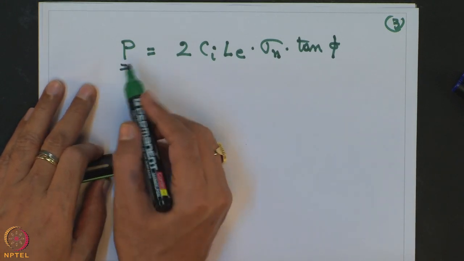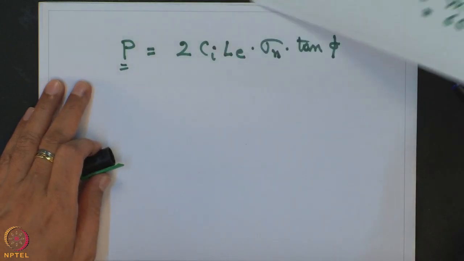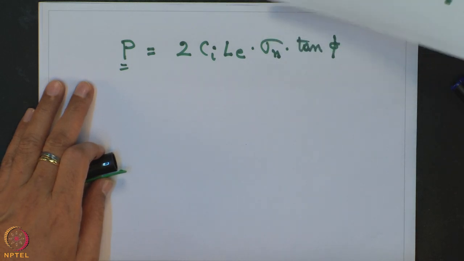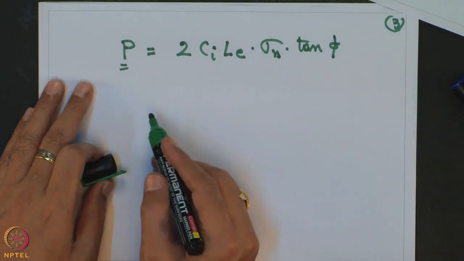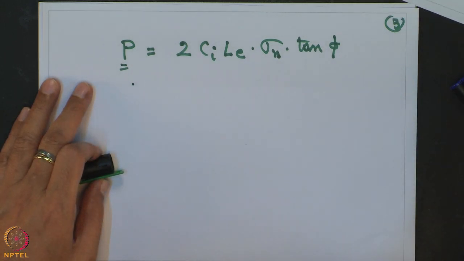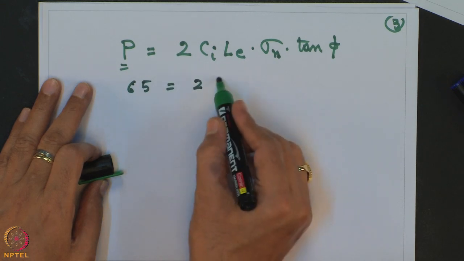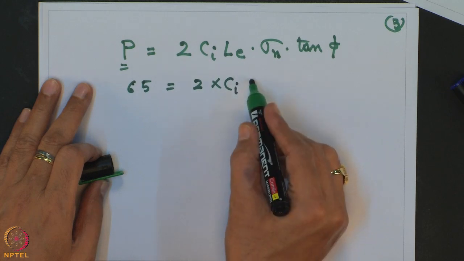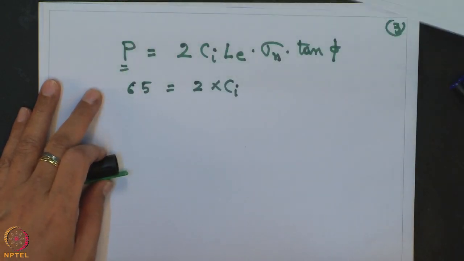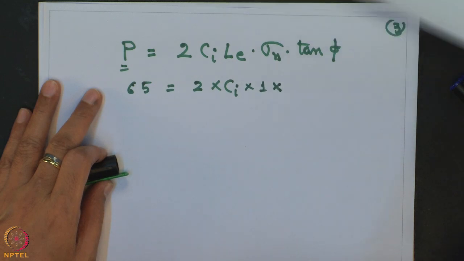So you know what is P value? P value I have already mentioned here, that 65. So you can write 66 pi value. So P is equal to the total load, that will be equal to 65 is equal to 2. You have to determine C of I. So this is C I, and Le, the embedment length, is given as 1 meter. So you can write Le is equal to 1 meter into sigma n, you have to determine sigma n.